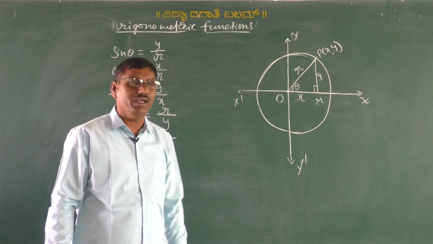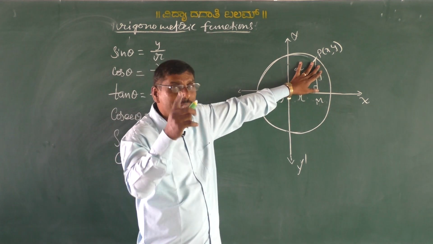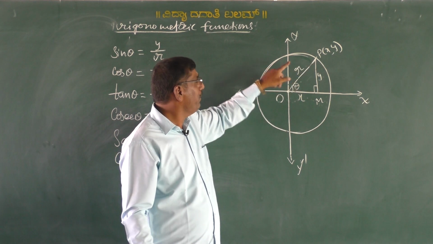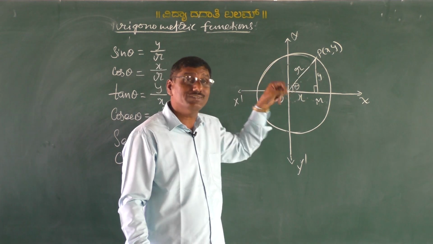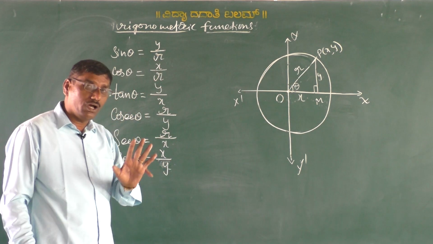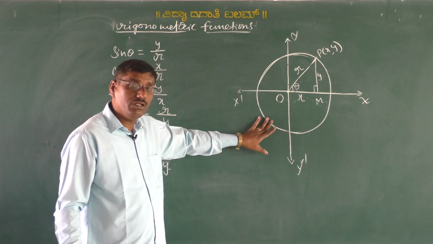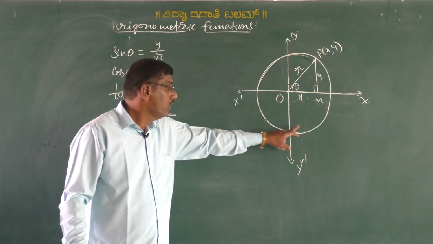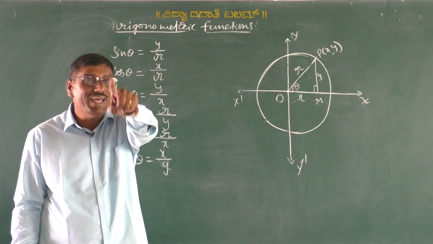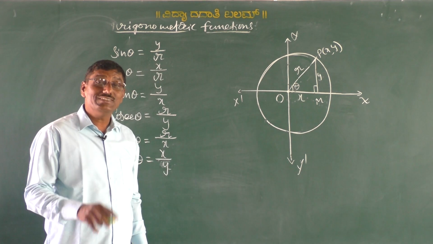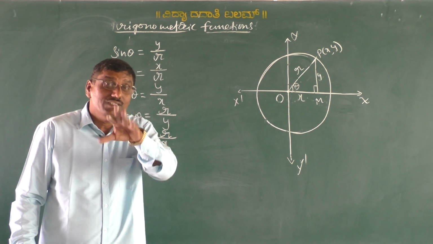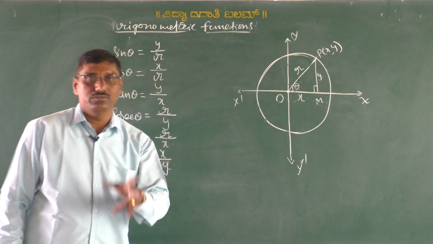How, sir, for any angle? This is the first quadrant, we know, my dear students. If P lies in the second quadrant on the circle, we get the same ratio, no doubt. In third, we get the same ratio, no doubt. In fourth, we get the same ratio, no doubt, but changing the signs. Signs. What changes? The signs keep changing. How?